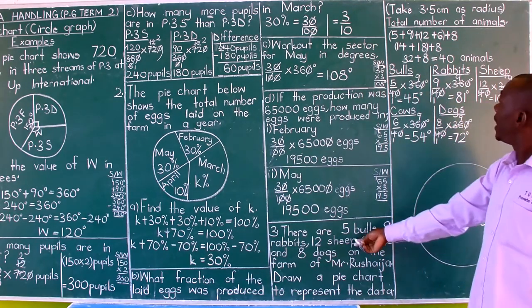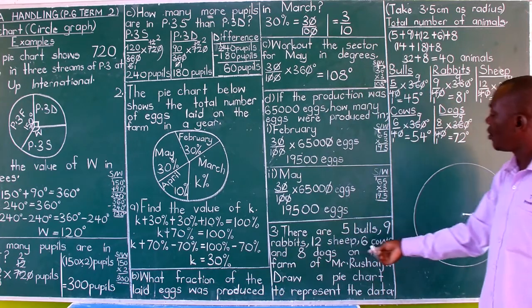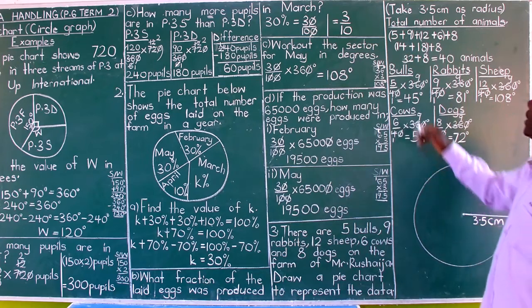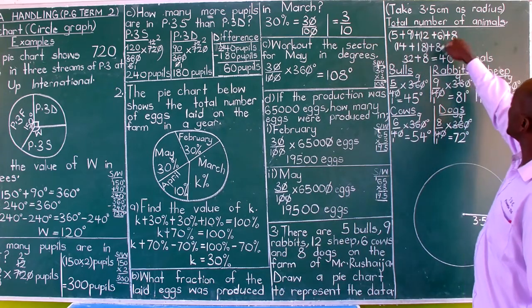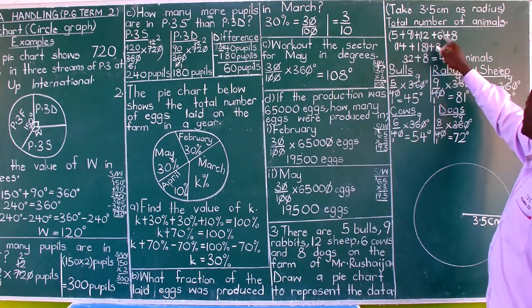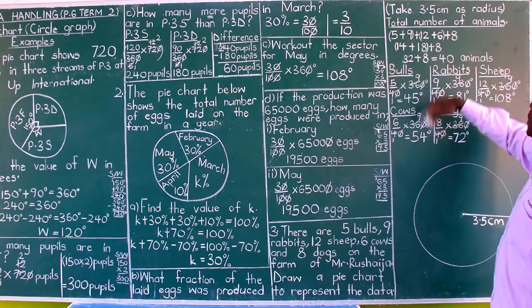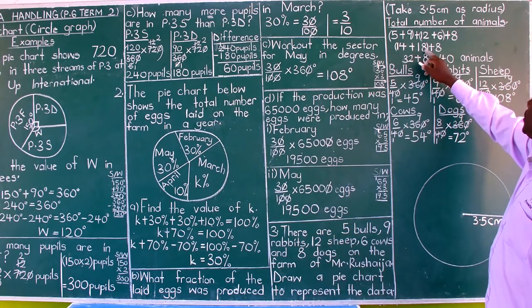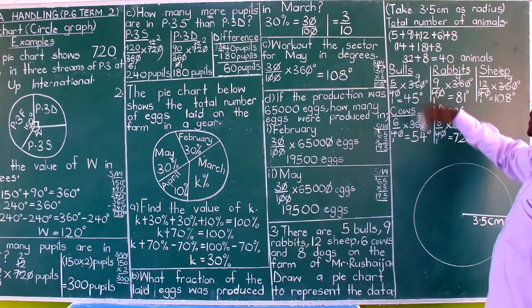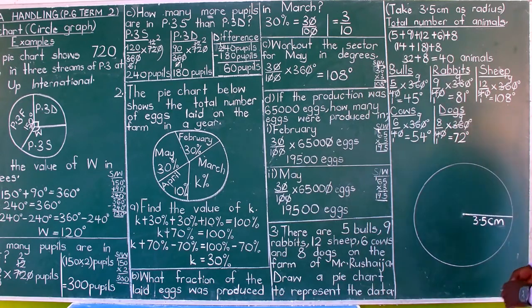Add them: 5 plus 9 plus 12 plus 6 plus 8. I chose to pair them for easy addition. I added 5 and 9 and got 14. 12 and 6 I got 18, then 8 here. Then I added 14 and 18, that's why they are grouped, and I got 32. Later I added 8 to know we've got 40 animals on the farm.